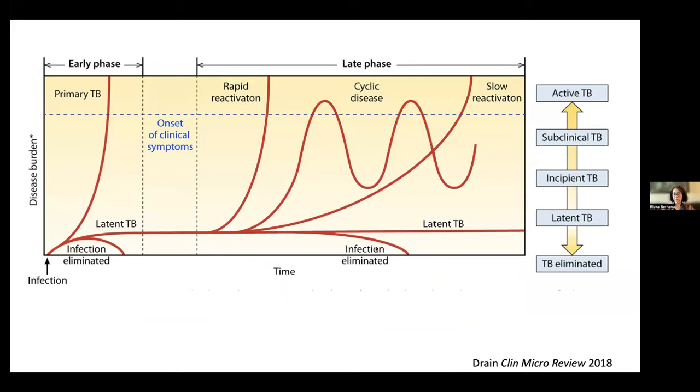So in a review that he published in 2018, Paul Drain proposed an alternative framework. Instead of the linear progression from latency to active disease, he suggests that there are two additional important stops along the journey. In addition to subclinical TB, which I just defined as microbiologic or radiographic disease without symptoms, he proposes another stop between infection and disease that he calls incipient TB. Incipient TB is almost more of a conceptual framework rather than an actual disease state, because as of now, we can't really diagnose it or define it.